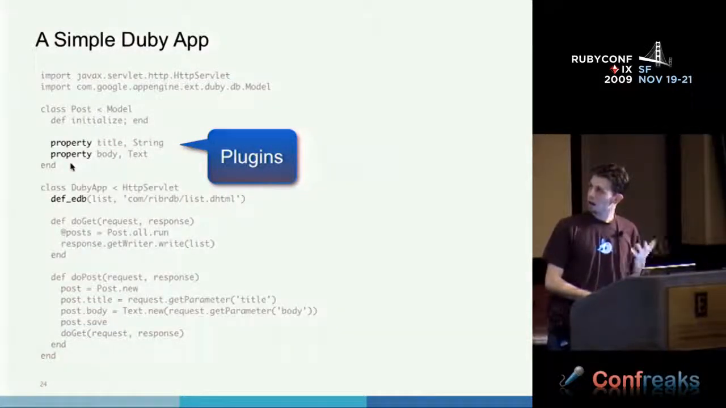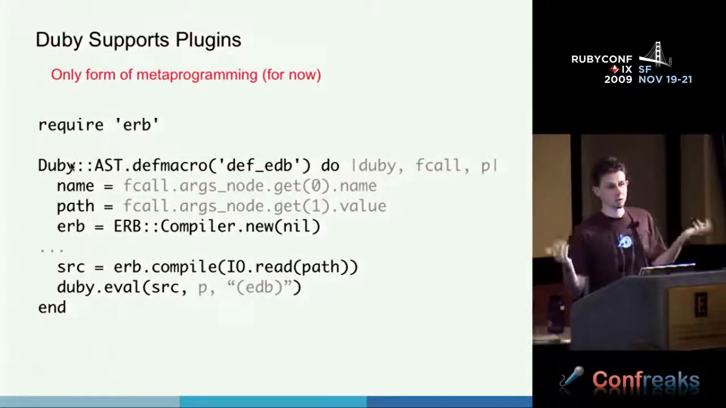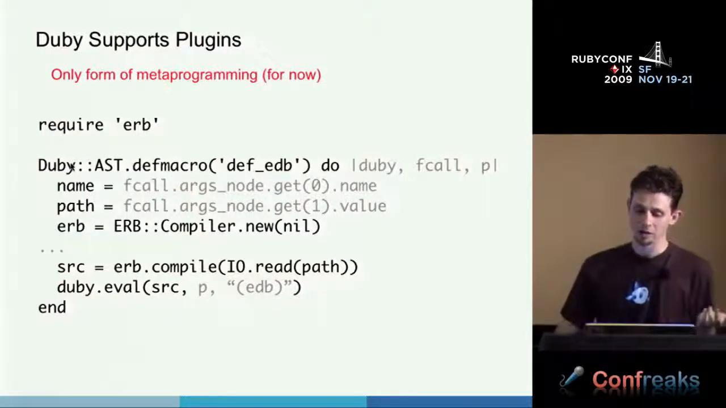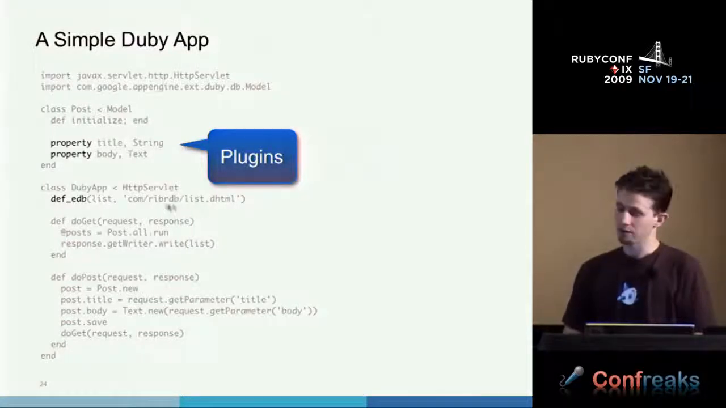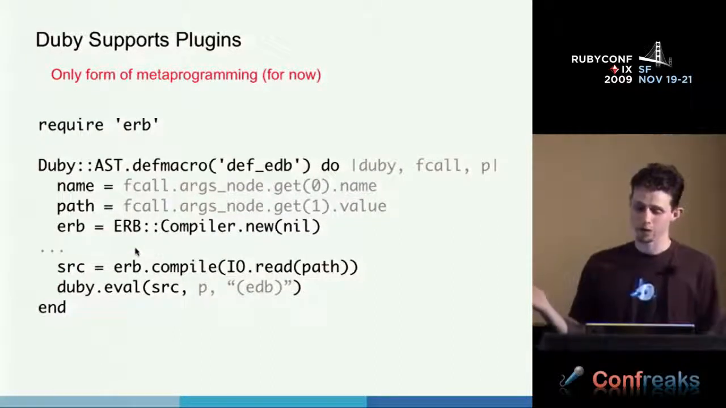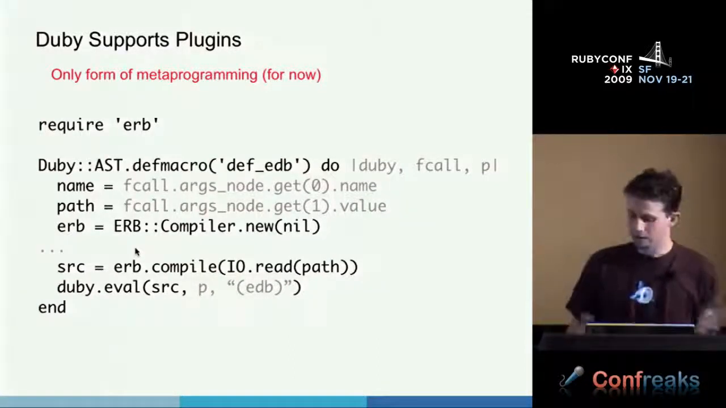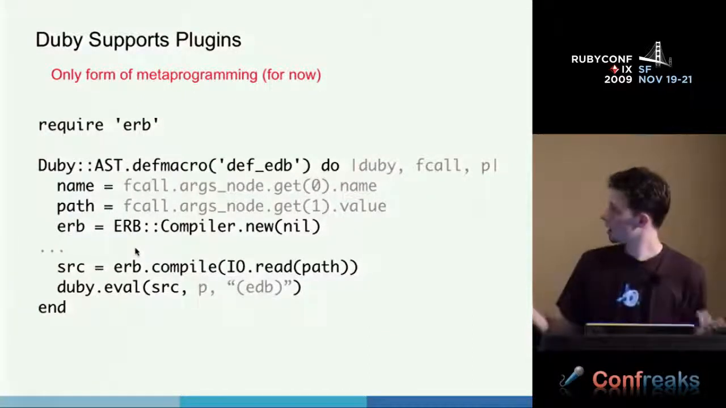So here's, as an example of what a plugin looks like, the Duby compiler is written in Ruby. So, you don't actually have to understand most of this. But what's going on here, the Duby compiler, when you run it, and it sees this def edb thing, which we've got here, it reads the file name, opens that file, and calls erb, because it's running in Ruby. And so it just has erb convert it all to Ruby code, and then evaluates that at Duby compile time, so that when you run it later on, it's just doing string concatenation.